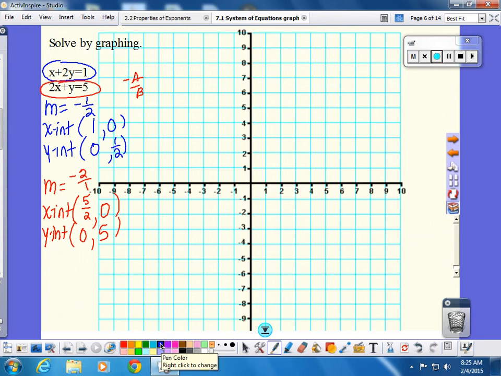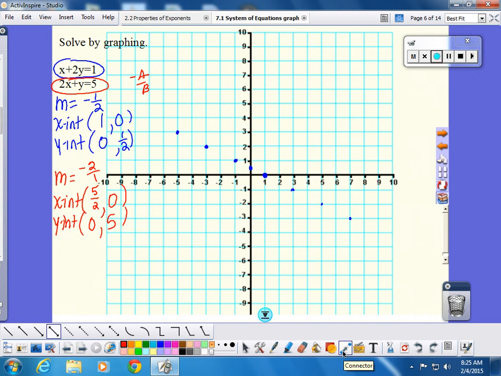Alright, let's graph these two. The x-intercept is 1 on the first one. The y-intercept is 1/2, so go halfway up that box. I'm going to go back to the 1 and use the negative 1/2 slope. So if I go up 1, I go to the left 2. If I go down 1, I go to the right 2. And it's really important that when we graph our lines, we go all the way across the coordinate plane, because we don't really know where these lines are going to intersect. So use your ruler and your point and stretch it all the way across there.